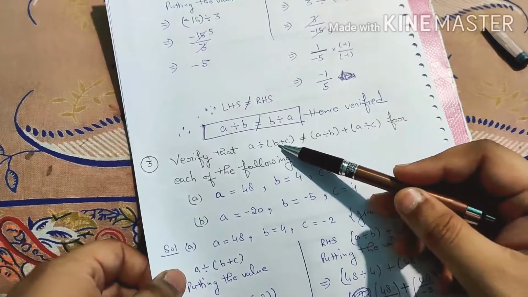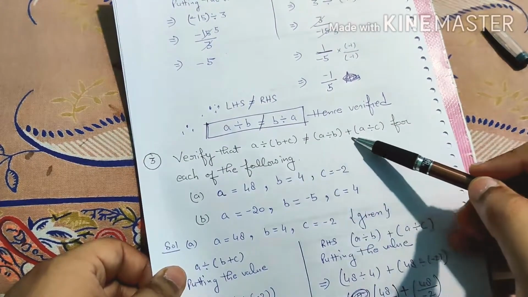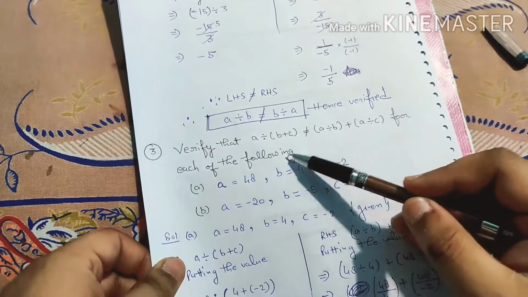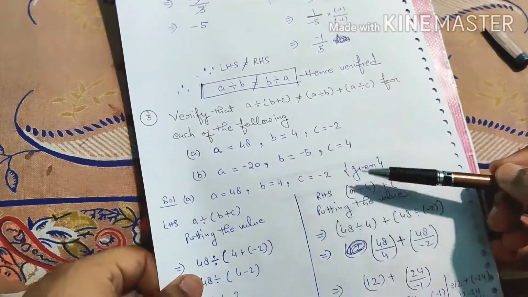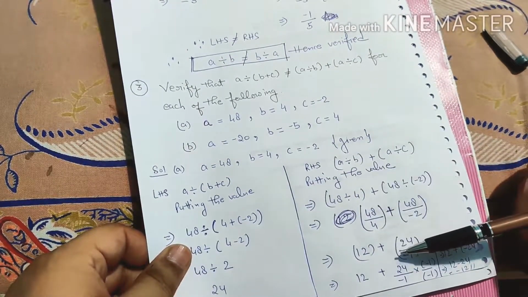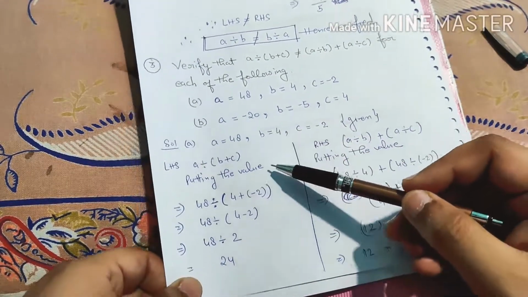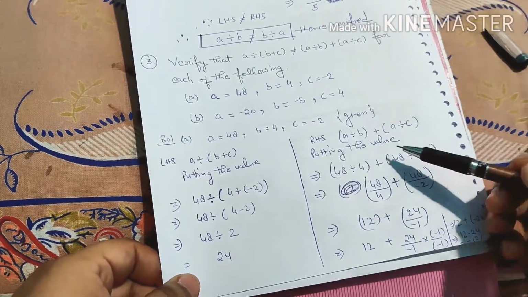Again the same question but with 3 terms. This is basically the associative property, sorry, not distributive. By putting in the values you can easily solve this. I have just solved the first part of it, you can see it easily and solve accordingly.